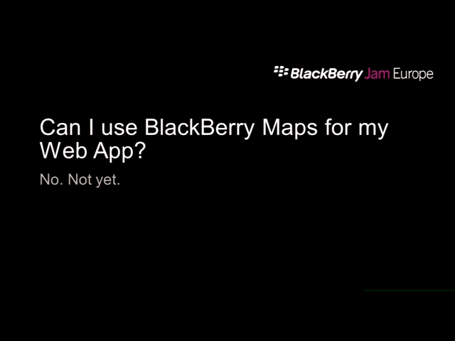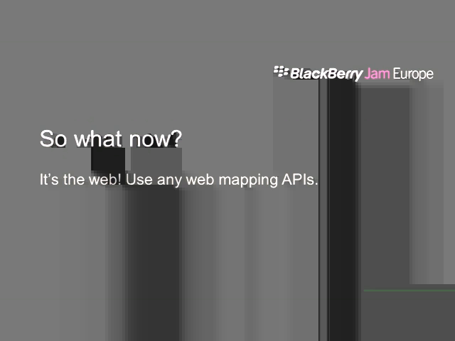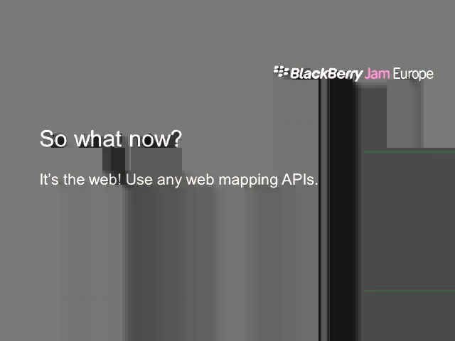So if it's not there, then what do I do? What do I do to get my maps? There are several ways of doing it. One of the ways is actually to invoke our native maps application. That's also not available yet.